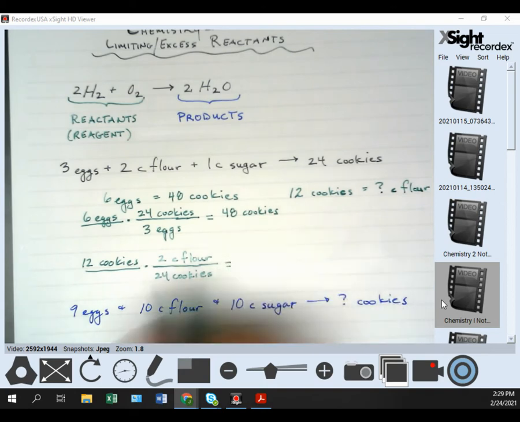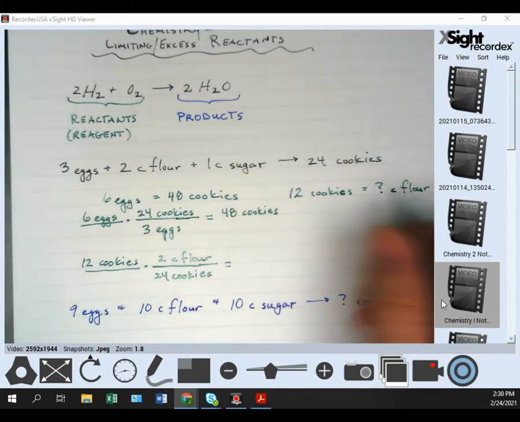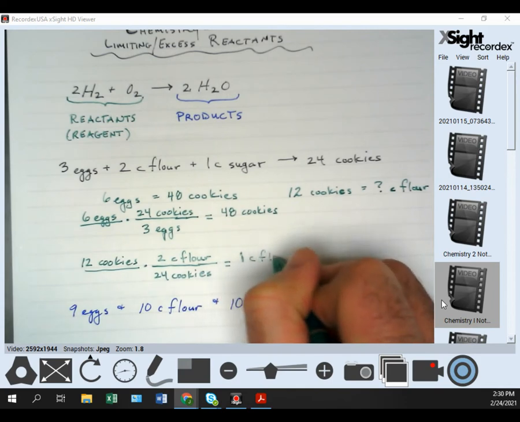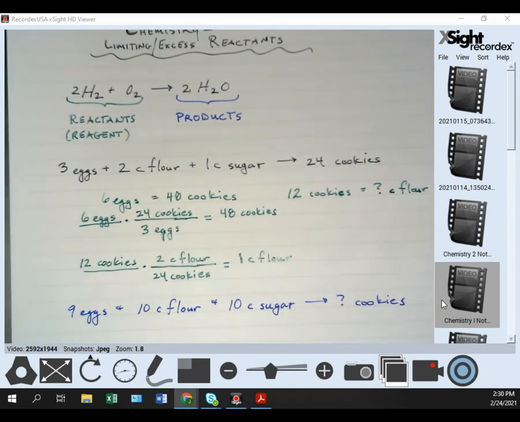So we would do 12 times 2 divided by 24 would tell us 1 cup of flour would be needed. Make sense?